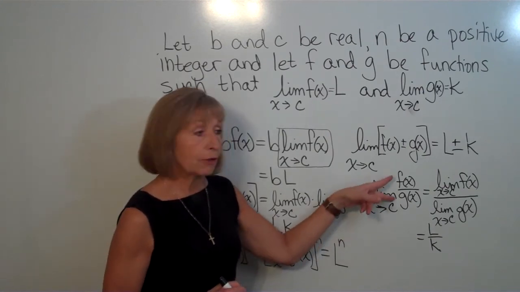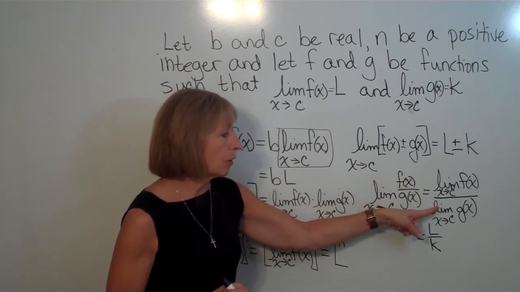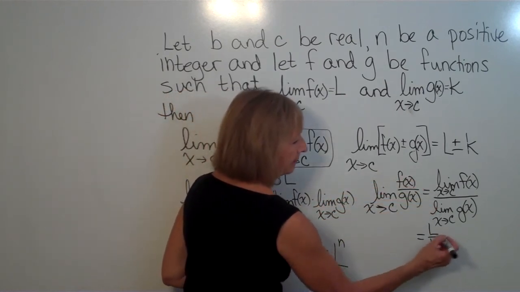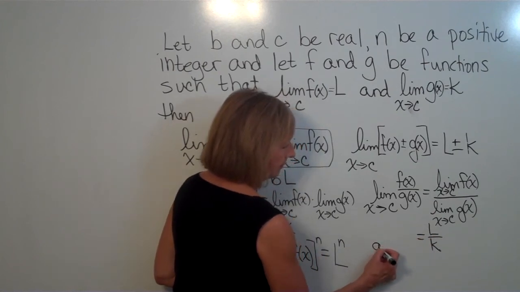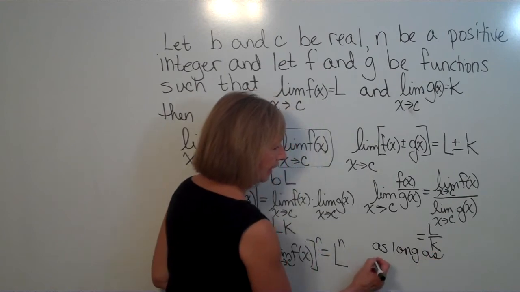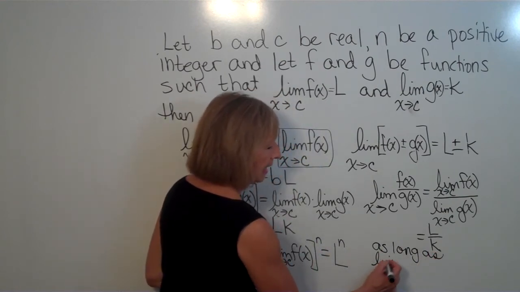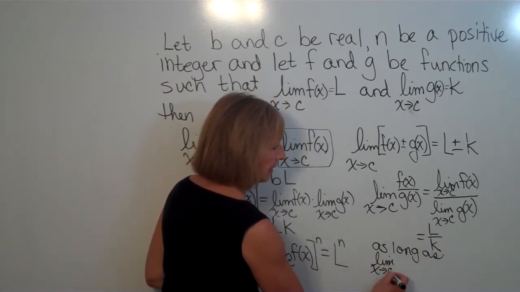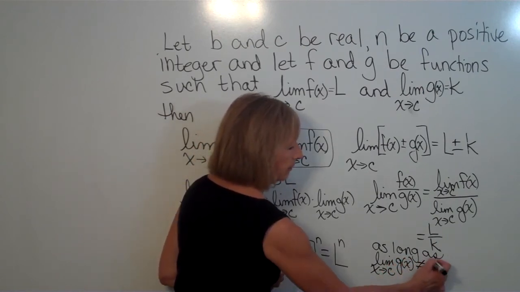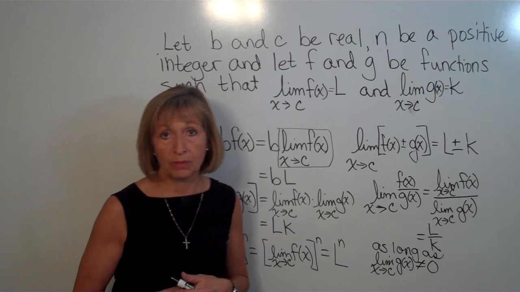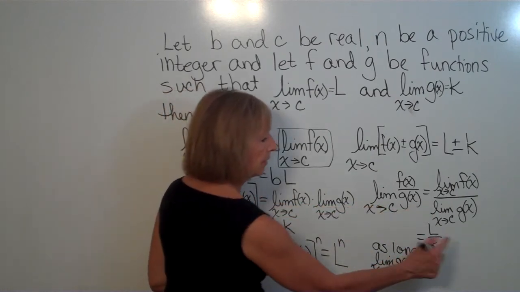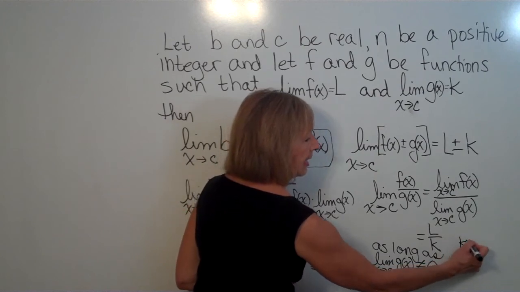The limit of a quotient is the quotient of the limits as long as the limit as x approaches c of g of x is not 0. So as long as I won't get a 0 in the denominator of the fraction. So here we're just going to say that K can't be 0.